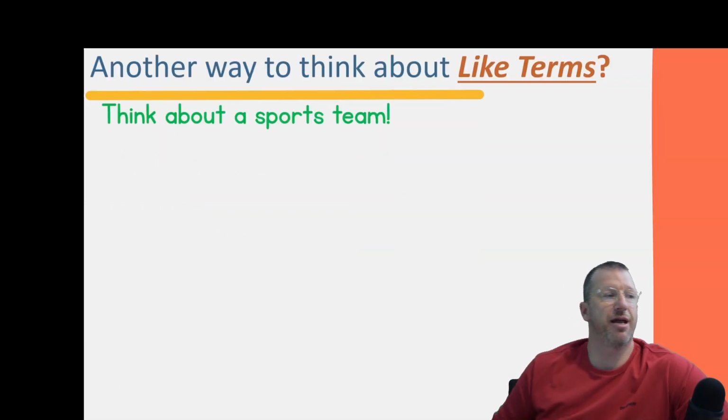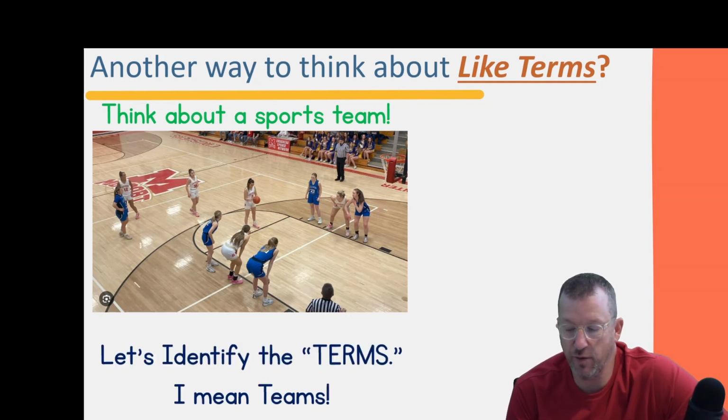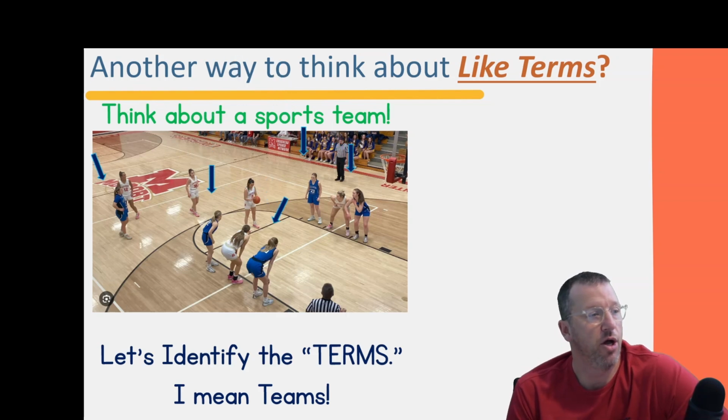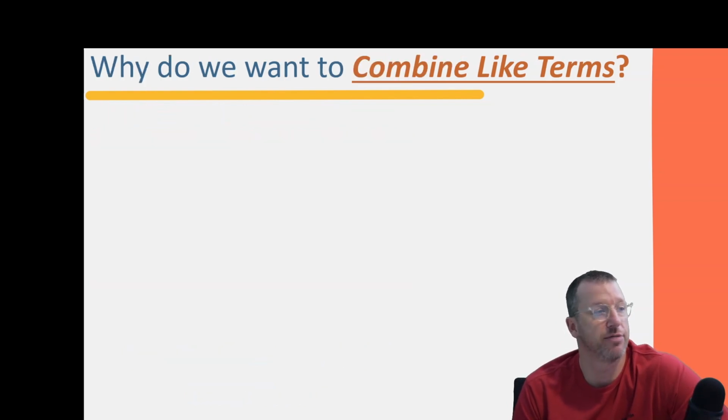Okay, another way to think about like terms is to think about them as teams. Look at this picture. We've got two girls basketball teams. One girl is starting to shoot a foul shot. And what we want to do is identify the terms, I mean teams. Well, all of these are wearing blue uniforms. So they are all alike. They are on the same team, or they're the same terms. And all of these characters right here are wearing white jerseys. And so they are on the other team. So they are all alike. They are like members of a team. So they have like terms.